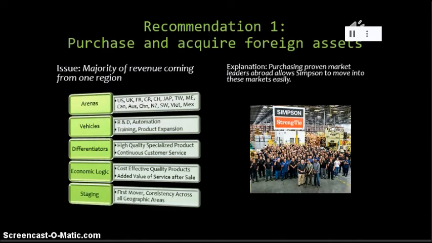Our first critical issue showed us that a majority of our revenue was coming from the North American region. So our first recommendation will be to purchase and acquire more foreign assets. A simple explanation shows that purchasing proven market leaders abroad will allow Simpson Manufacturing to move into these markets much easier.